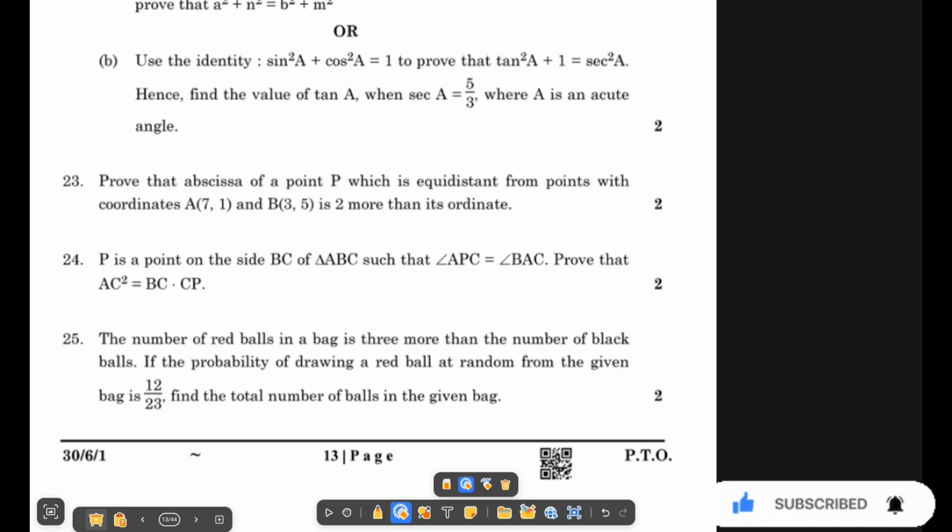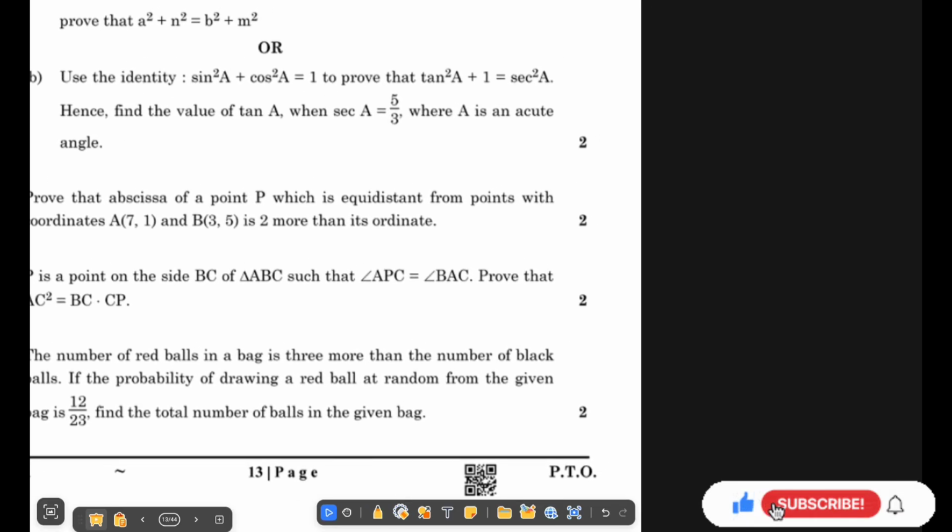So the 23rd question is: prove that the abscissa of point P, abscissa meaning the x coordinate of point P, which is equidistant from the points with coordinates A(7, 1) and B(3, 5), is 2 more than its ordinate. Here the point P's x coordinate is 2 more than the y coordinate. That's what we have to prove. And this P is at equal distance from these 2 points. So that's what we have to find.